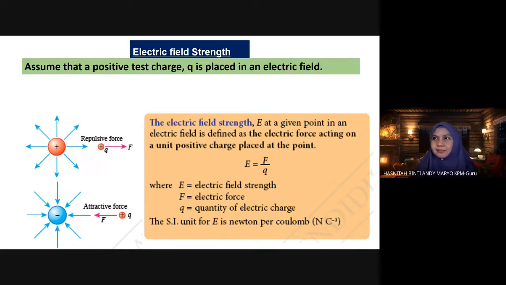Anyone? What is meant by electric field? You can open your mic or you can type your answer in the chat room, as usual.